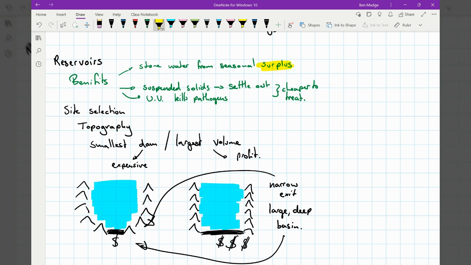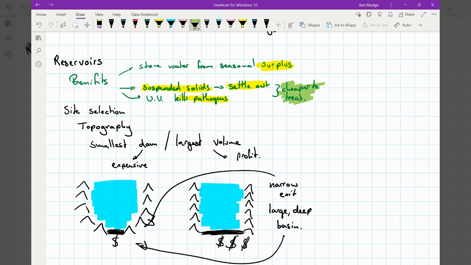The additional benefits are because they are low energy environments, the water is static, all the suspended solids will settle out and the UV of the sunlight that falls upon the static water helps kill pathogens, and this makes it much cheaper to treat the water. So that's a really good benefit.